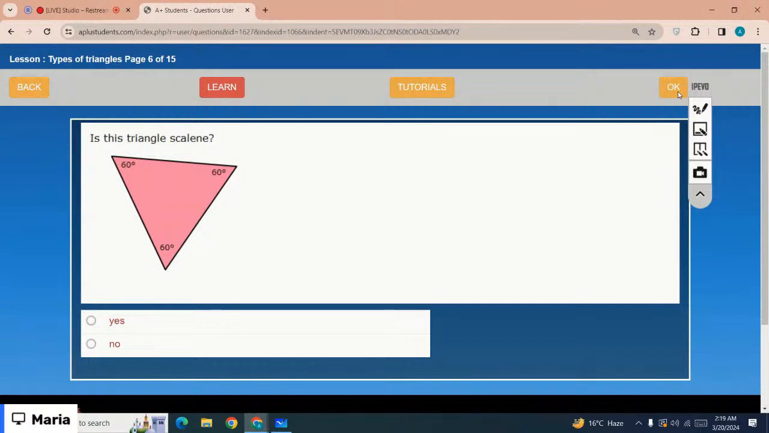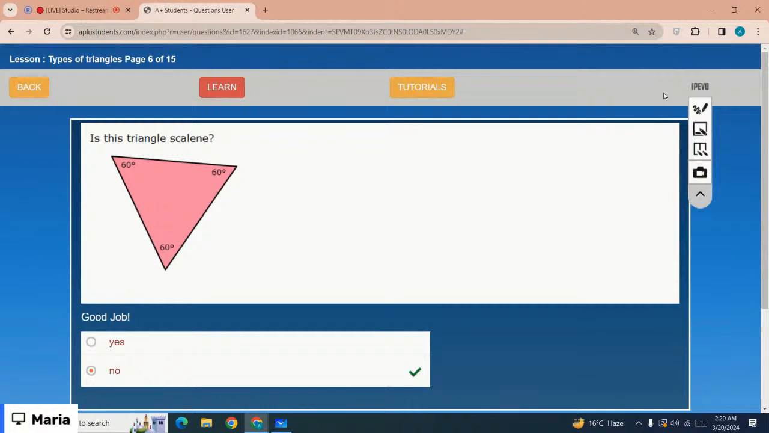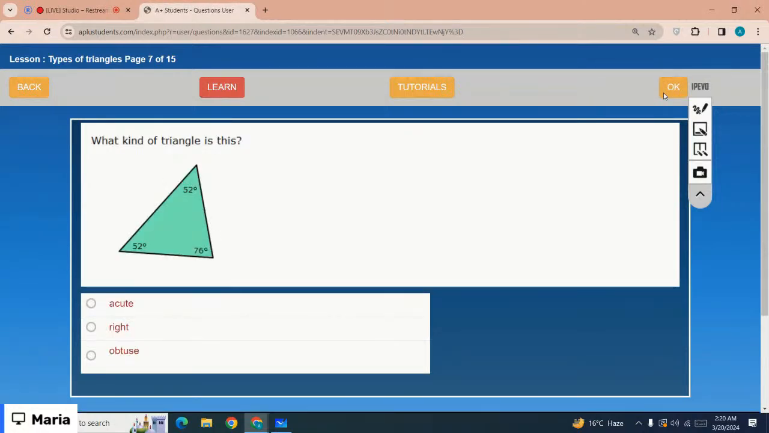The correct option is: is this triangle scalene? No, this is not a scalene triangle because all the angles have exactly the same measurement. Scalene is the one that has all the angles different in measurement.